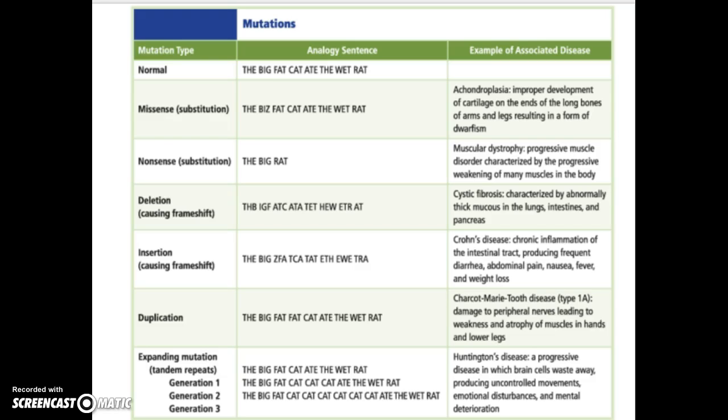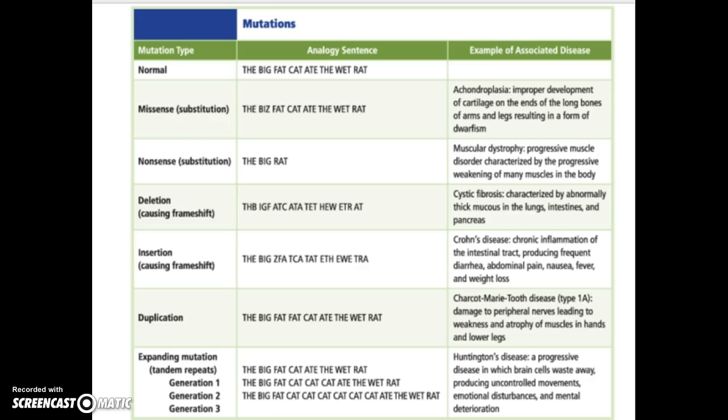Deletion. Here's a frame shift example. If you take out of the first word in the sentence, if you delete that E, what the cell will read is everything shifted to the left. So instead of the big fat cat ate the wet rat, now we have a sentence the cell does not know what that means, okay? So that's what it means by a frame shift, is everything is shifted over. It's still in 3 letters because the codons only work in 3 letters. So if you boot one out, if you delete one, everything's going to shift.